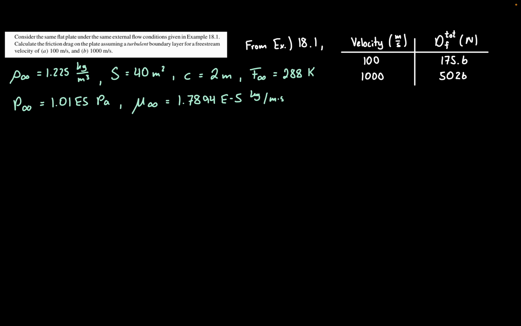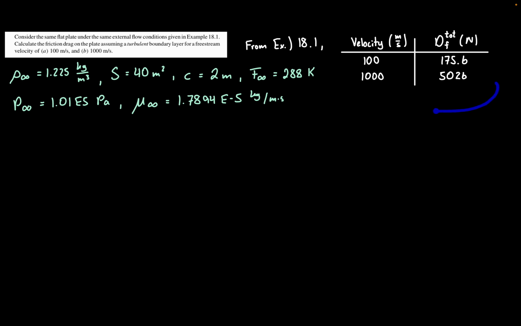In a previous example, we had a flat plate, and essentially what we were doing was calculating the friction drag on the plate for both incompressible and compressible flow given a laminar boundary layer. But now for this problem, we want to do the same thing except calculate it with the turbulent boundary layer, because then we can compare the difference and see how drastic the drag is, which, as a spoiler, is pretty drastic.